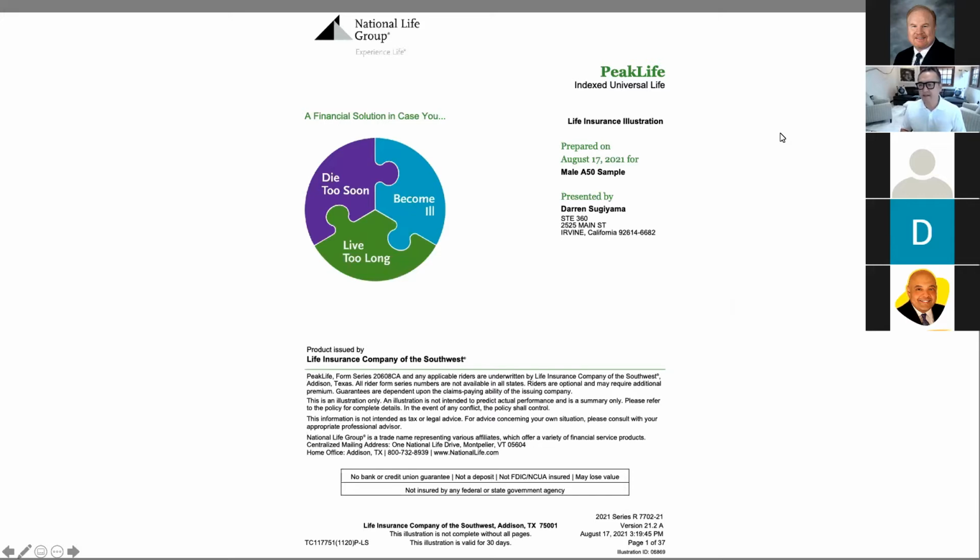We're going to start off, we're going to take a look at the sample illustration here, male age 50. This is a National Life Group Peak Life IUL. And we're going to take a look at the carrier illustration first and kind of step through it, and then we'll get into what this Breadbox report actually is and what it does.